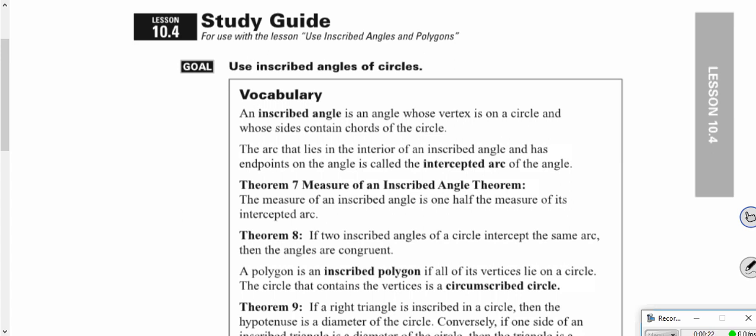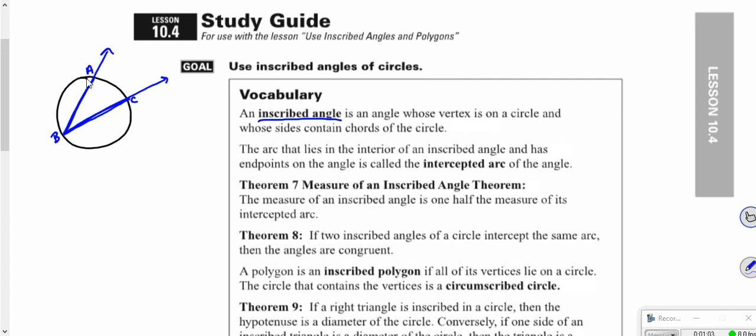An inscribed angle is an angle whose vertex is on a circle and whose sides contain chords of the circle. So for instance, if I have a circle and I draw this, taking it past the circle, let me label these points A, B, and C here. Angle B is an inscribed angle. That's what we're talking about. The vertex is on the circle and the sides contain chords of the circle. So we have chord BC and chord BA.